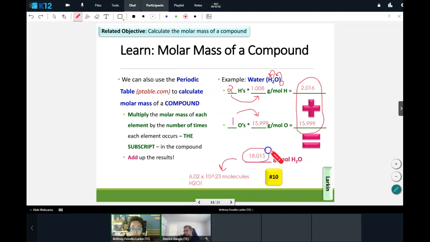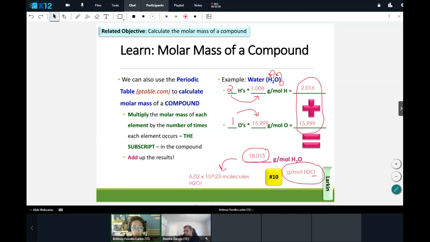First blank is going to be 18.015. Second blank, please write it out, gram/mole space H2O. Again, that 2 is just a normal 2 in your units. Please remember this last thing is an O, not a 0.